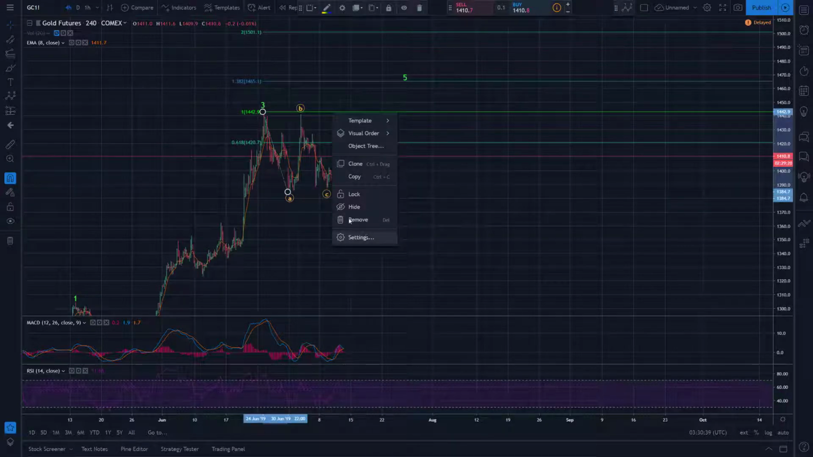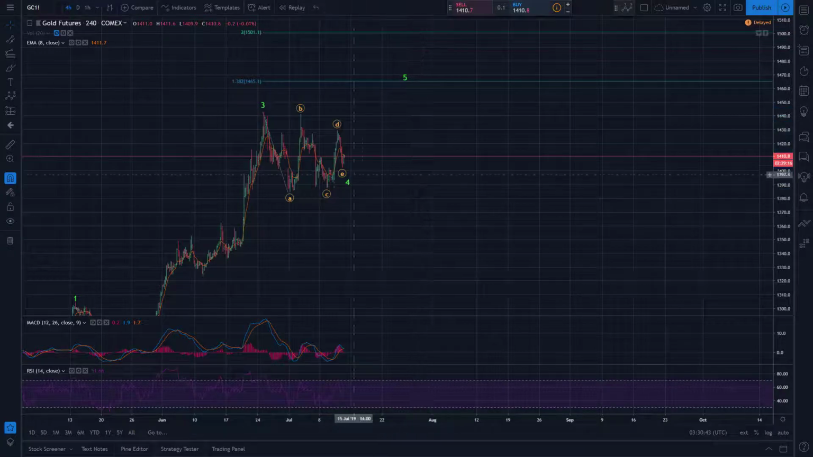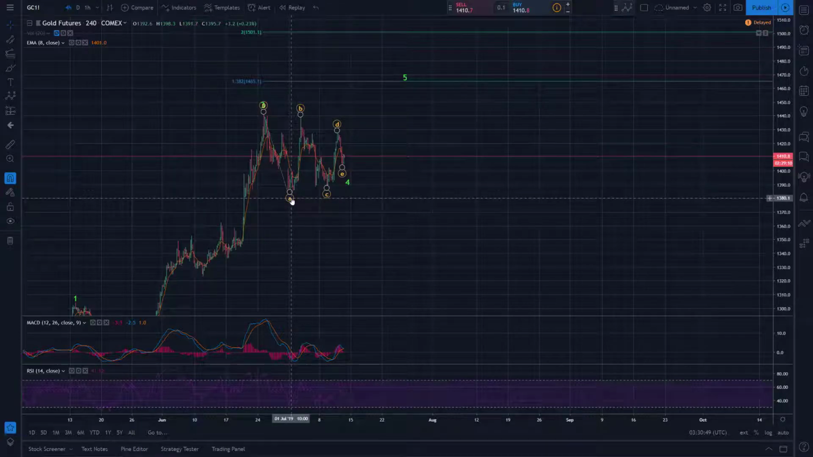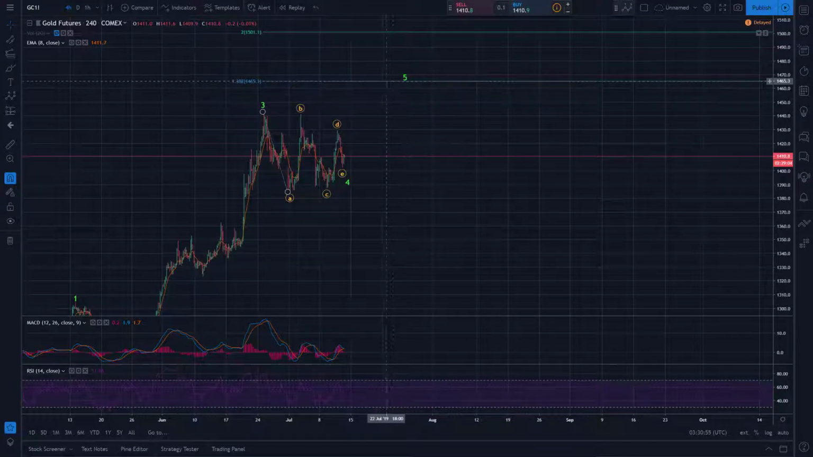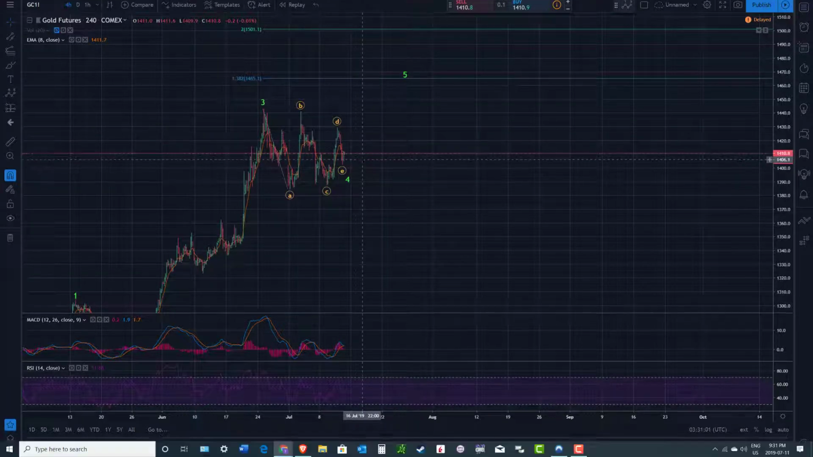And I'll just take this off because that's cluttering things up. So yeah, just on a short-term basis here, like for a trade setup, long against the 1384 low, target price anywhere from 1465 towards 1500. So that's what I'm looking at there, and that's gold.